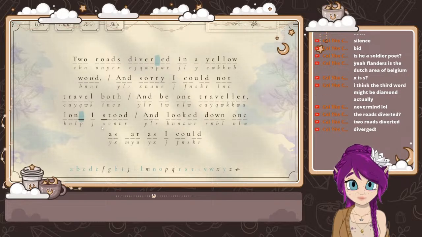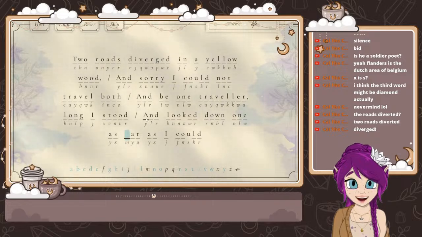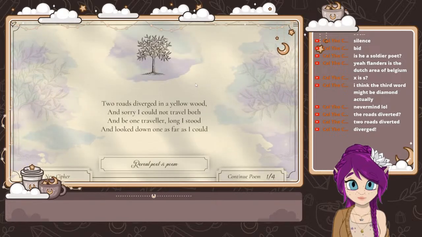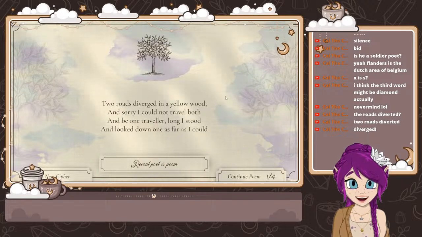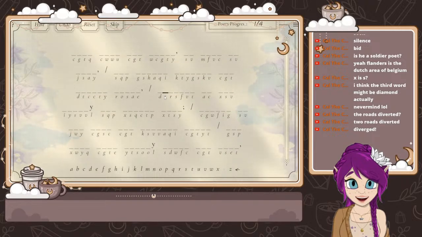Lone? But I used diverged. And long I stood. Awesome. Thank you, Cal. And looked down one as far as I could. Oh. Two roads diverged in a yellow wood. And sorry I could not travel both. And be one traveler. Long I stood and looked down one as far as I could. The divergence of roads, a fork in a road kind of poem.